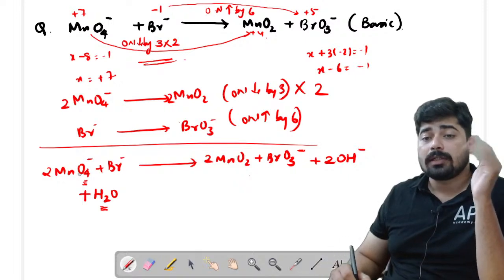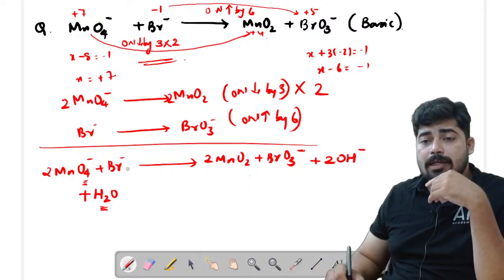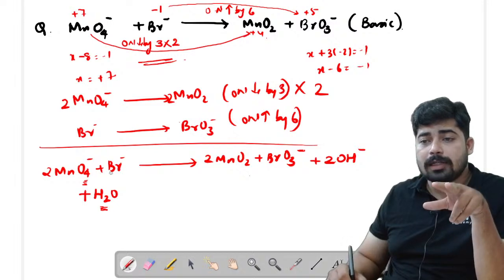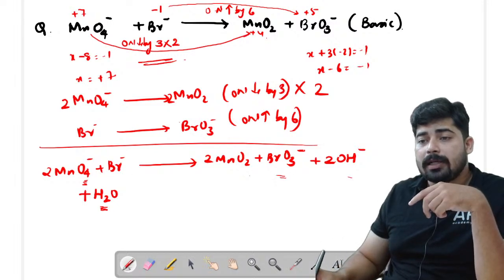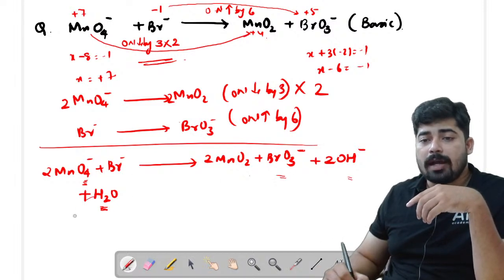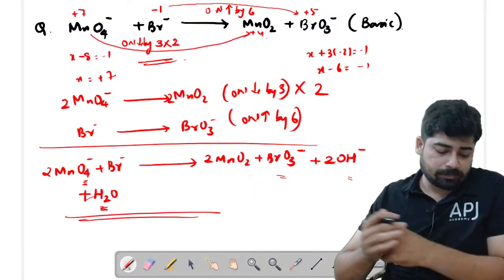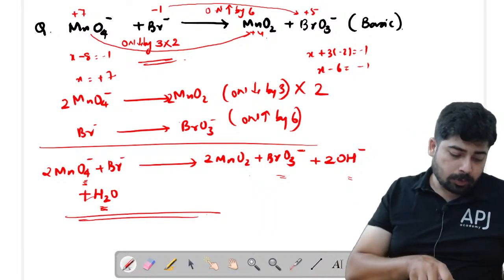Now what's left? Charge. Here 2 minus charge, 1 minus, so total 3 minus charge. Here also 3 minus charge in total. So it is already balanced. So this is the answer. So I hope students this is clear.